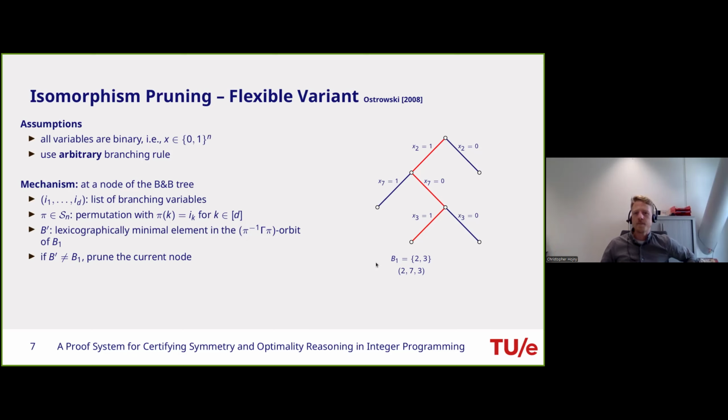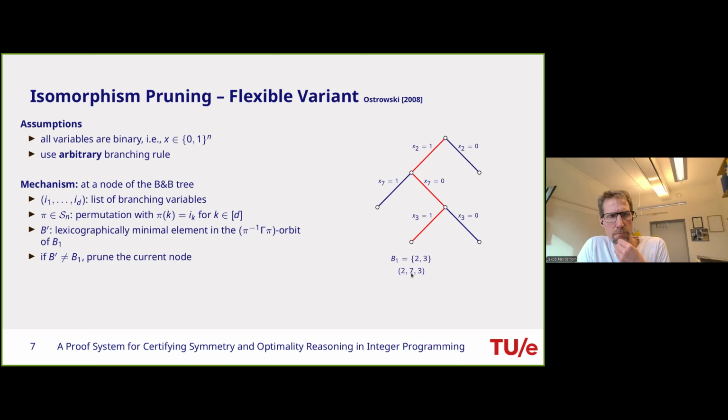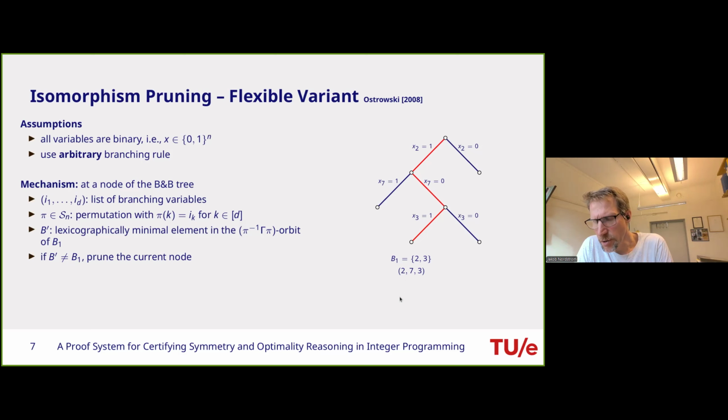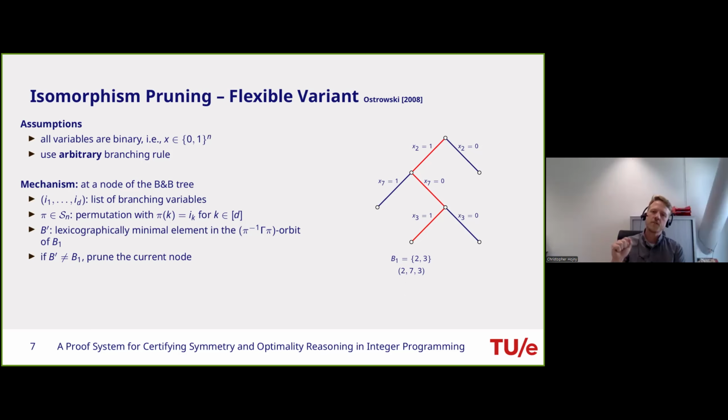This pi is a permutation that maps the first variable to 2, the second variable to 7, the seventh variable to, the second variable to position 1, the seventh variable to position 2, and the third variable to position 3. So pi is not at all a symmetry of the input or anything like this. It is just to formally define this restricted lexicographic order by reshuffling some of the entries. But you can just think about it as the order in which I've branched on the variables.